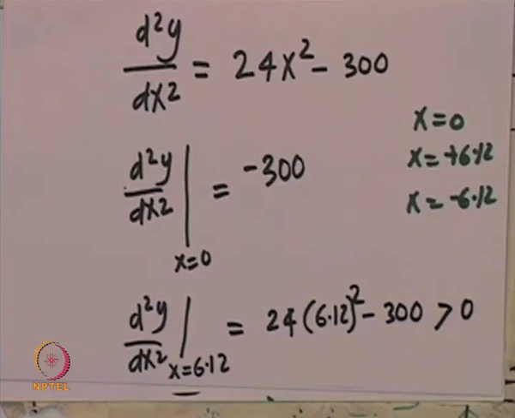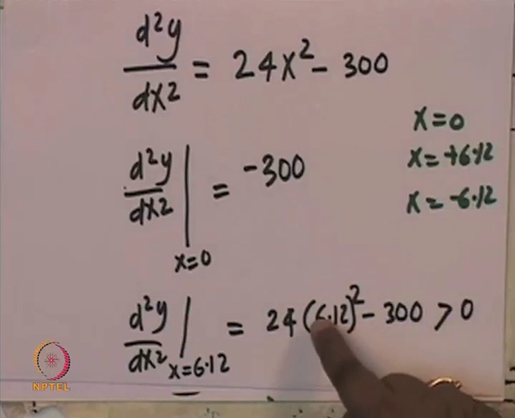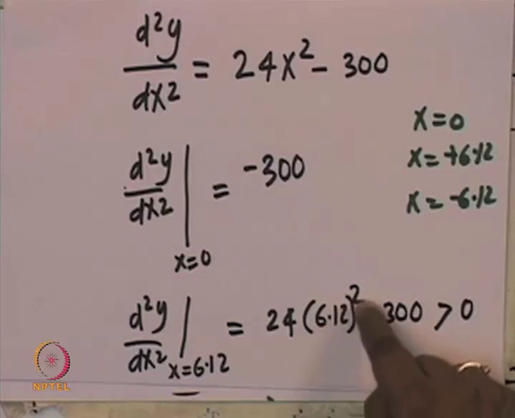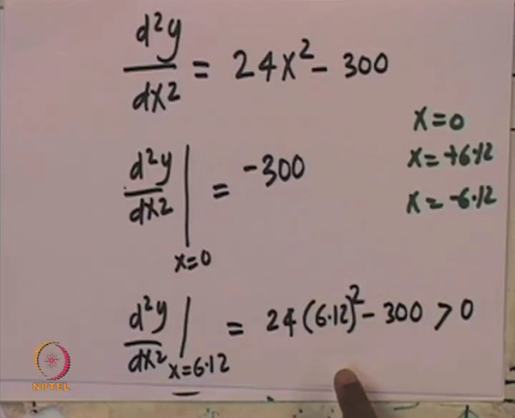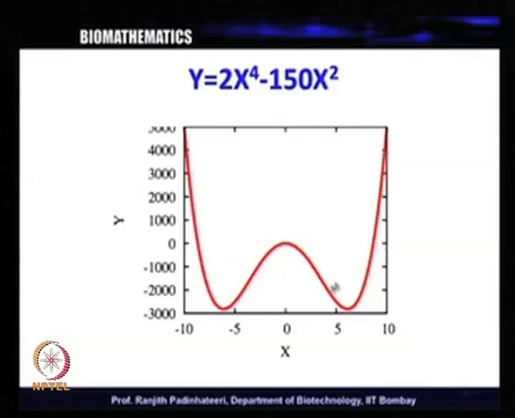What does it mean? The second derivative is greater than 0 means it is a minimum. So, at plus and minus 6.12, the squares of plus 6.12 and minus 6.12 are the same. So in both cases the value of the second derivative is greater than 0. What does it mean here? It means it is a minimum. So, here and here you have second derivative greater than 0.